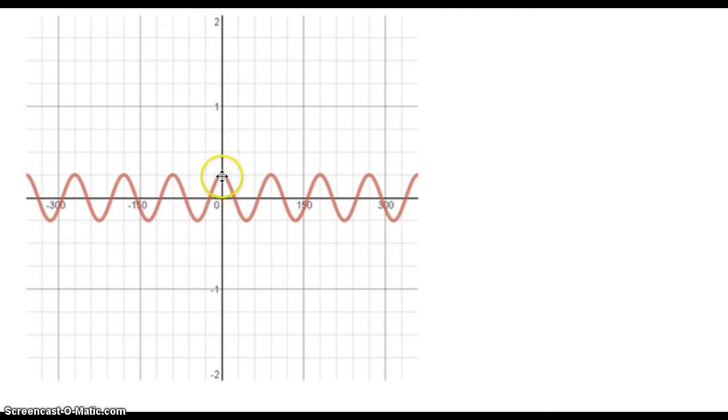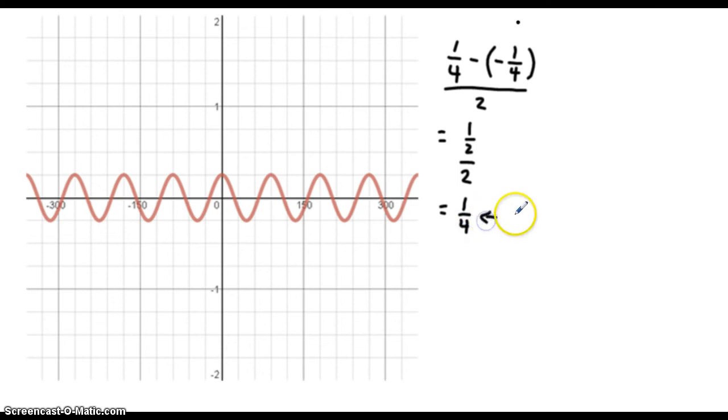The maximum occurs at 1/4. The minimum occurs at -1/4. So to determine the amplitude, we're going to take 1/4, subtract -1/4, our max subtract our min, and then divide by 2. 1/4 minus -1/4 gives us 2/4, or a half, and then we're going to divide that by 2. We end up with 1/4. So that's our amplitude.